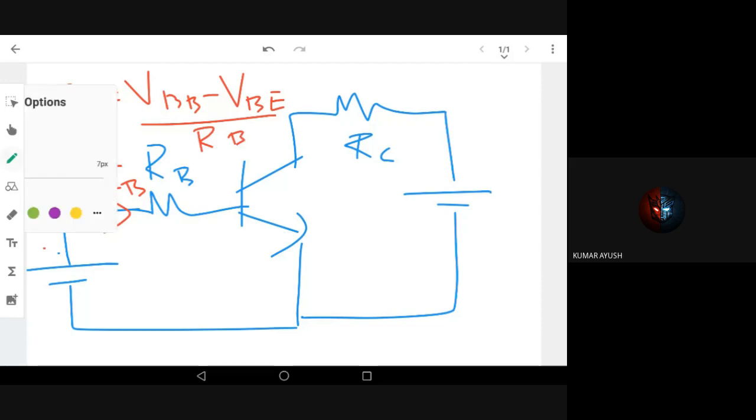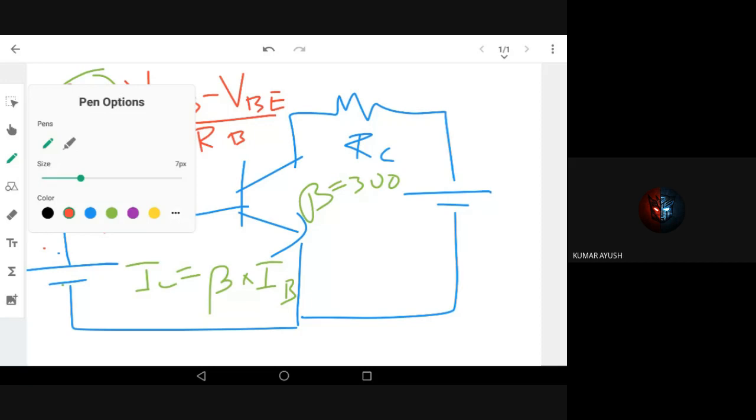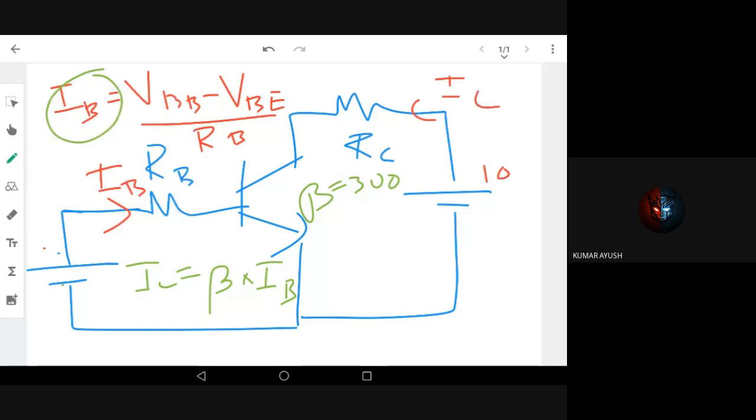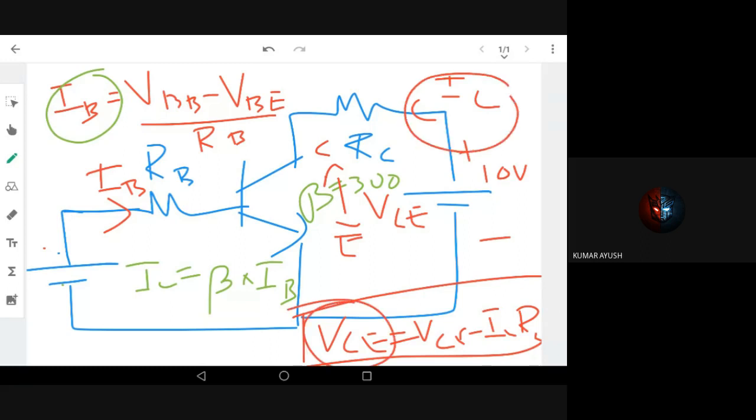Now from the IB, if you know the beta, say beta equal to 300 or something, we can find the IC. IC equal to beta times IB. Once we got IC, if you know VCC, say 10 volt, we can easily find VCE, the collector emitter voltage. VCE is nothing but VCC minus IC RC. This is Kirchhoff's law. So we got VCC, VCE, and IC. This is the operating point of a transistor.